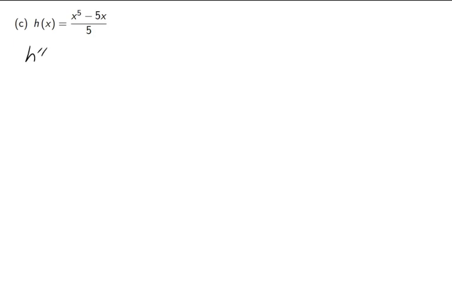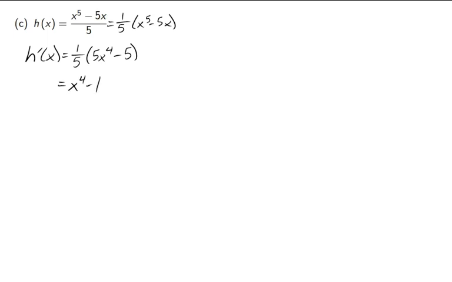Last one. Take the derivative. Now let me show you guys a little trick. Remember, if there's a number in the numerator or denominator, you don't need the quotient rule. That's like a 1/5 in front. It's a constant multiple. Leave it there. So x to the 5th becomes 5x to the 4th. The 5x just becomes a 5, and so my derivative is x to the 4th minus 1.